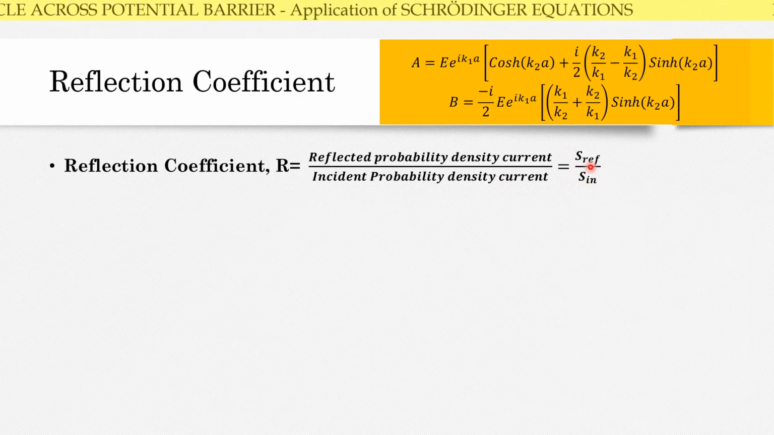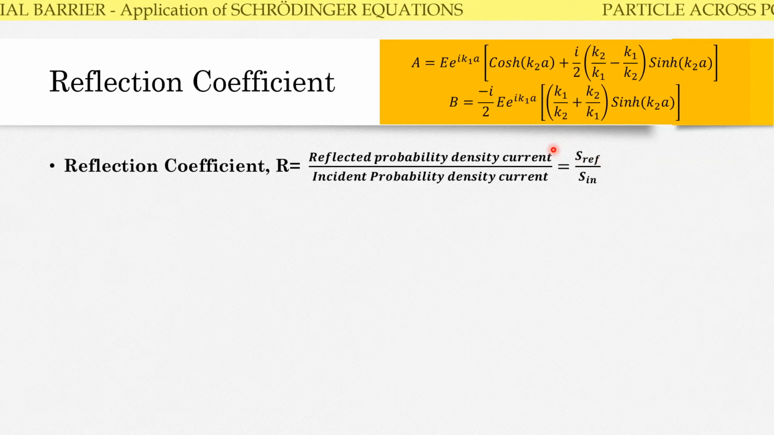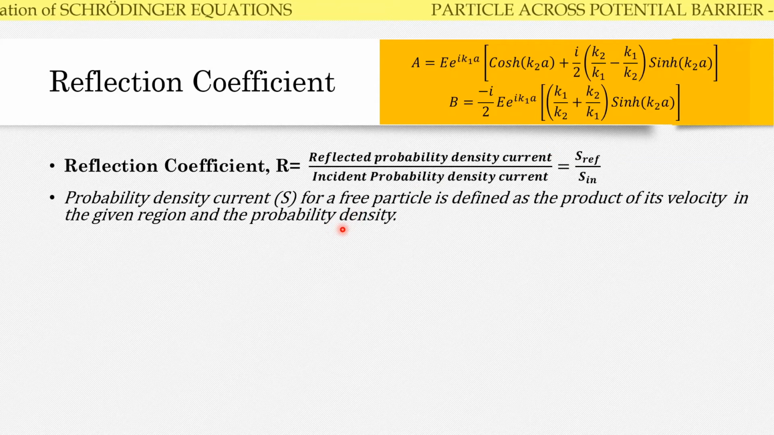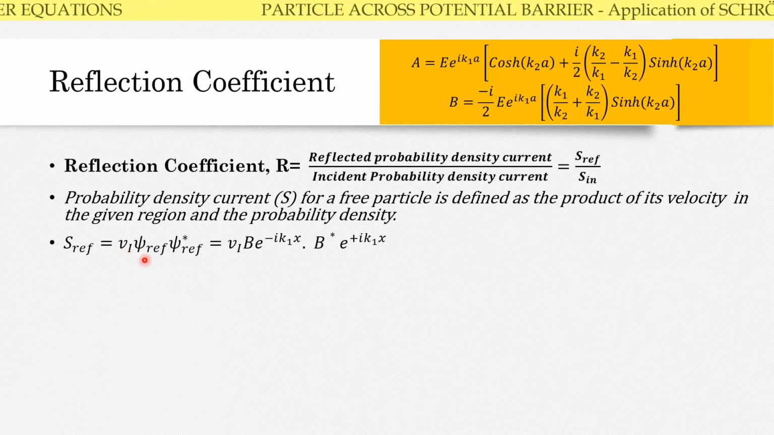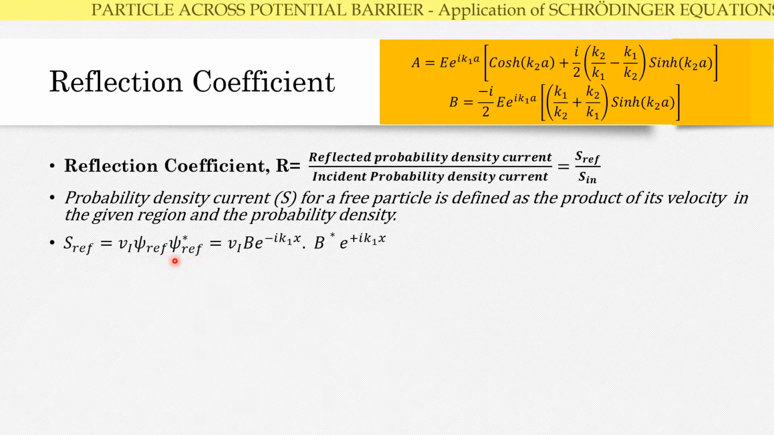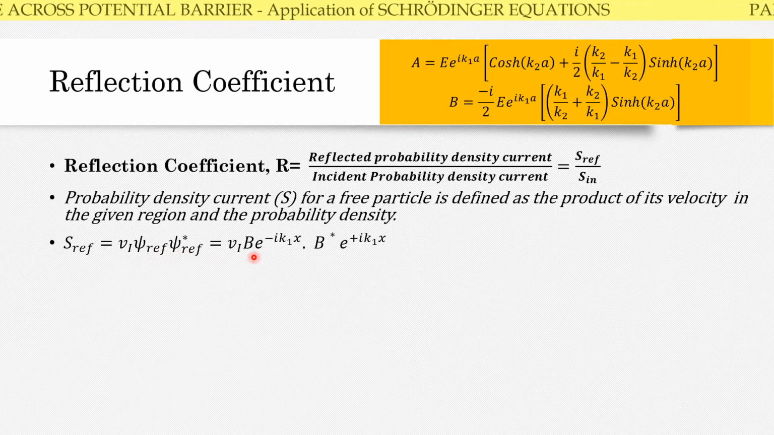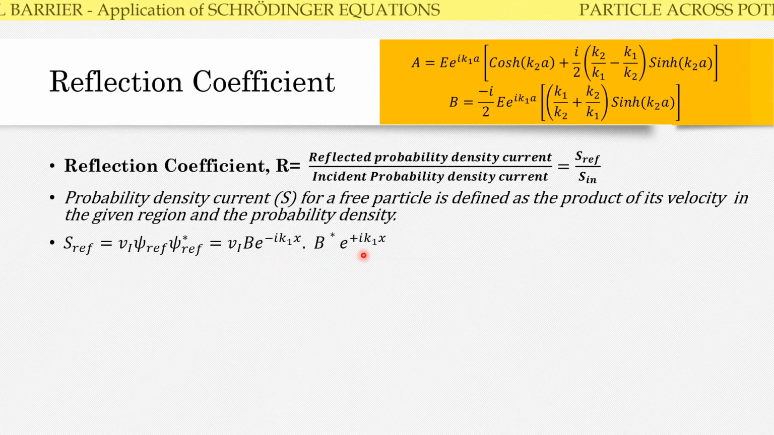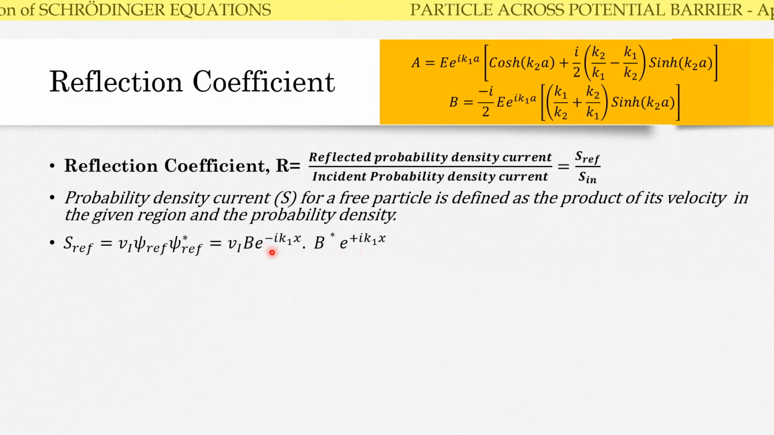Now this quantity, the probability density current, is defined by the product of the velocity in the given region and the probability density. So S reflected is V1, the velocity of the particle in the region 1, times psi star, the probability density in the region 1. So for psi reflected and psi star reflected, I have replaced these by the values b exponential minus iota k1x, and this is exponential plus iota k1x. Why plus? Because this is the complex conjugate of this quantity.